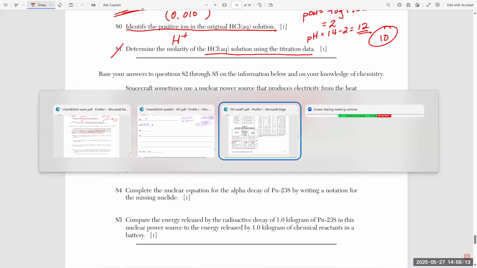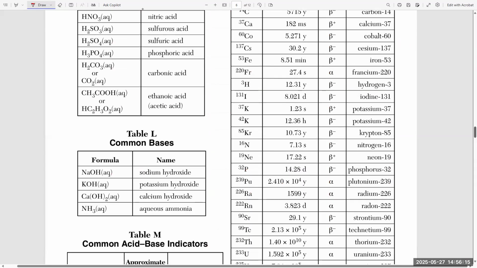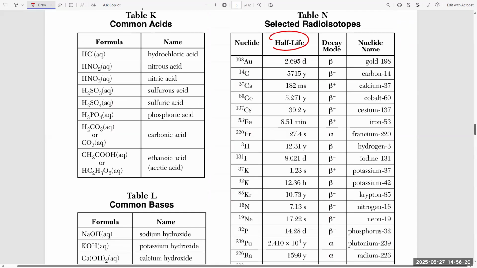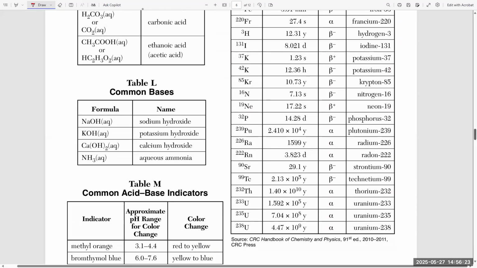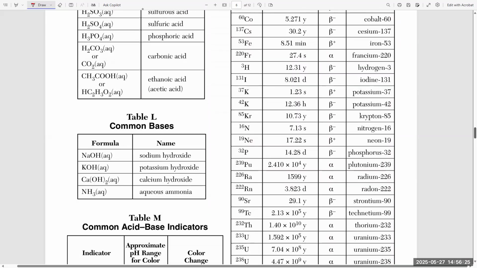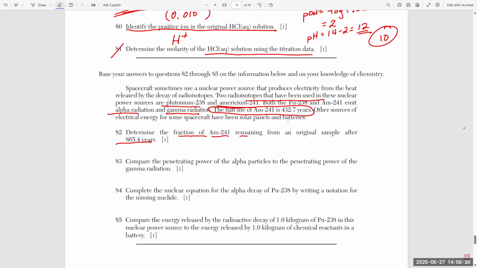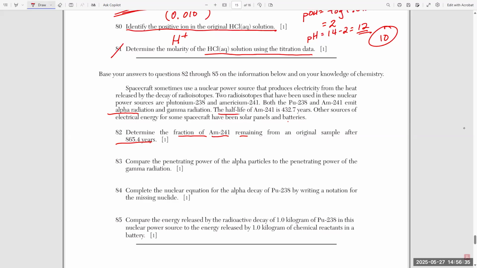Now, the first thing that a student might do is go to the table of half-lives, right? Except when you go here, you're going to look all through this and you're not going to see americium-241. Why is that? Sometimes they can do that, as long as they give you the half-life in the body of the problem right here, right? So what does that mean? 432.7 years per 1 half-life, right?